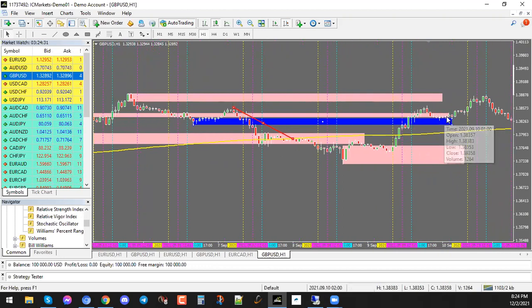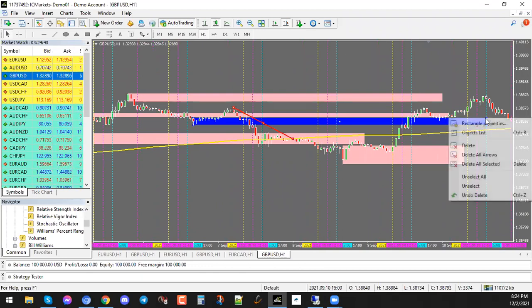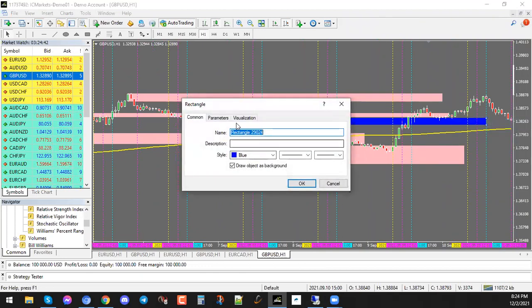So we got the retest here. Price, let me just try to push this order block out into the future.